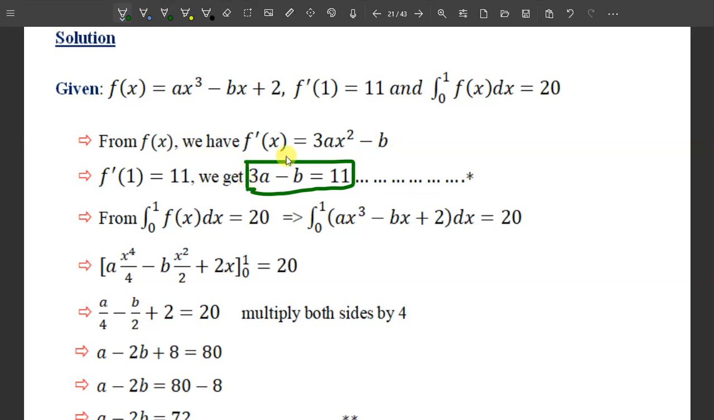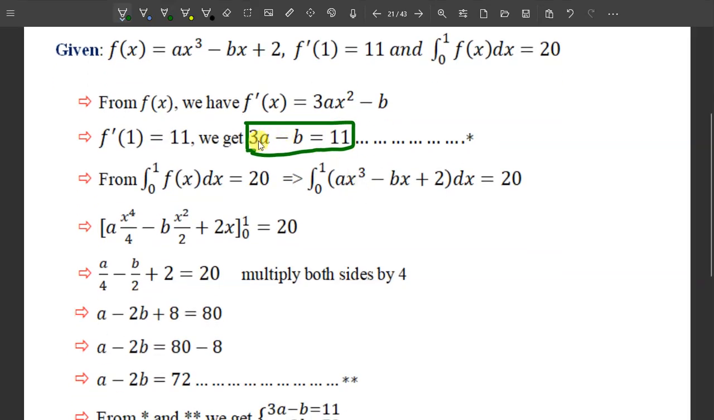Now, using the derivative, we have found this linear equation involving two variables. And also, we can't solve this one since it involves two variables. Here, we have to get another similar linear equation. That equation will be obtained from this one.